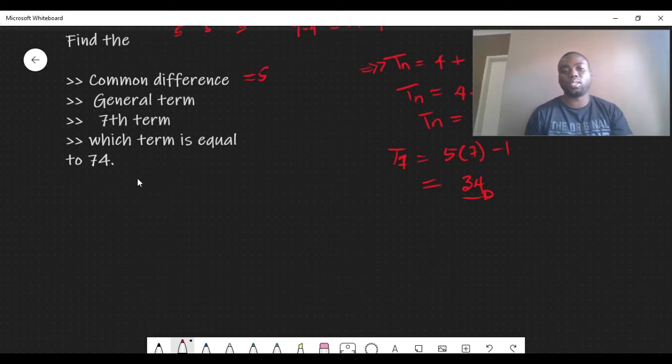And finally, they asked us which term is equal to 74. So this question here is asking us to find n. And this 74 we have here represents our Tn. Okay, so we can put it into our general term formula, which is Tn = 5n - 1. We would replace our Tn with the 74 we have over there. And we would simplify till we get our value for n.